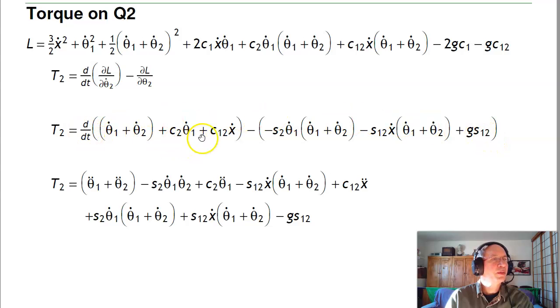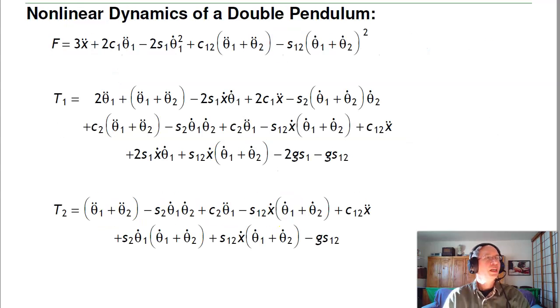Now take the full derivative of this. It gives you theta 1 double prime, theta 2 double prime, chain rule, minus sine theta 2, theta 2 dot, theta 1 dot, plus theta 1 double prime, chain rule, minus sine theta 1 plus theta 2, theta 1 dot plus theta 2 dot times x dot, plus cosine theta 1 plus theta 2, x2 double prime, and bring out the minus sign. Okay, so we have three sets of equations.